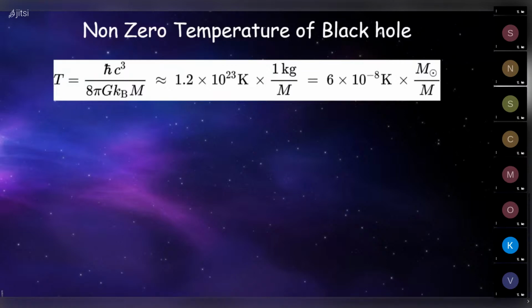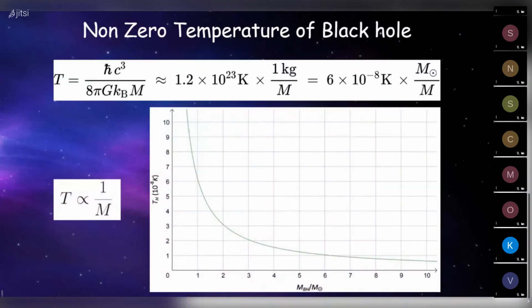So Stephen Hawking said the temperature of a black hole will be this value, and if we calculate this, it's actually 6 times 10 to the power minus 8 Kelvin, that is 60 nanokelvin divided by the mass in solar masses. So a black hole of 1 solar mass will have a temperature of 60 nanokelvins. That is actually not equal to 0, right? Then if the temperature of a black hole is not 0, it has to emit some radiation according to Planck's law. What is this radiation called? That is called Hawking radiation.